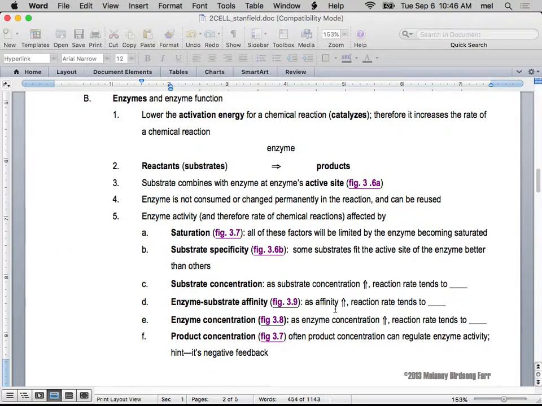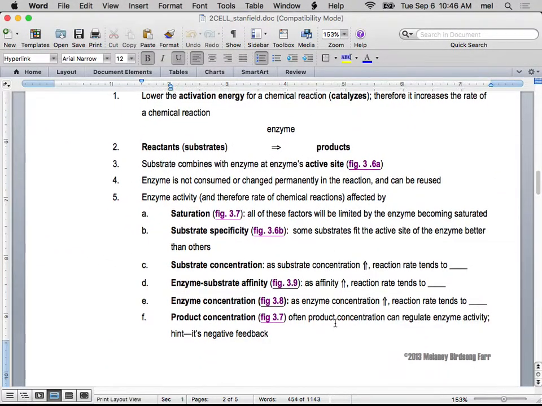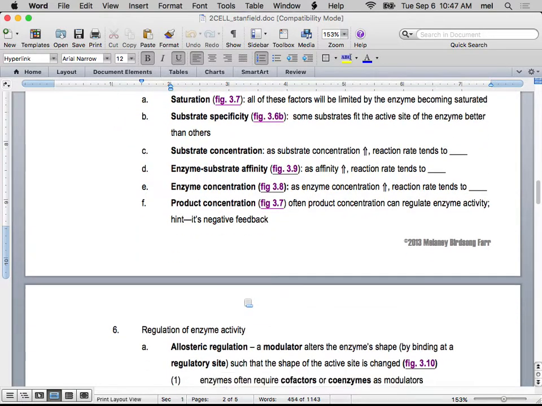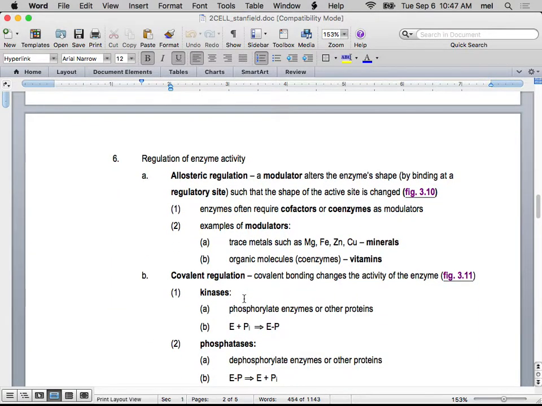Okay, so is everybody okay with the whole product concentration idea? So this is a classic example of negative feedback. You may have never seen it at the molecular level before, but now you are seeing it at the molecular level. Okay, so what we just saw is something that you probably knew before, but if you didn't, that enzymes can be turned on and off, up and down.